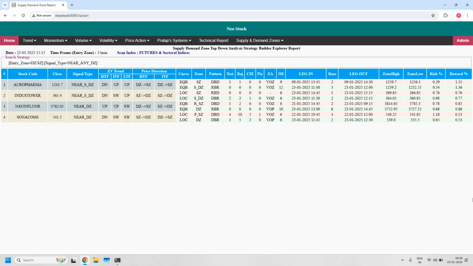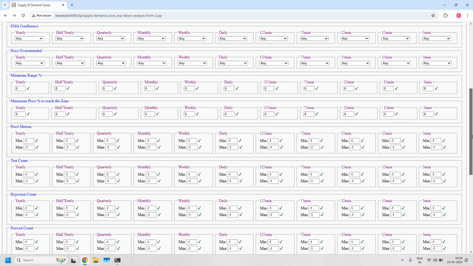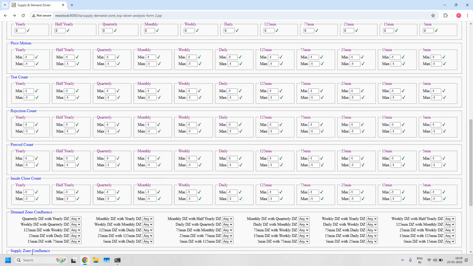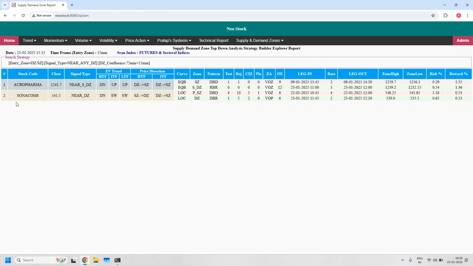We got 4 stocks. Out of these 4 demand zones, how many are having ITF demand zone confluence? Let us verify. That is 15 minutes demand zone with 75 minutes demand zone confluence. I am enabling the filter. With this filter, out of 4, we got 2 stocks. So these 15 minutes demand zones are part of the 75 minutes demand zone. That is overlapped with 75 minutes demand zone. That is what zone confluence.